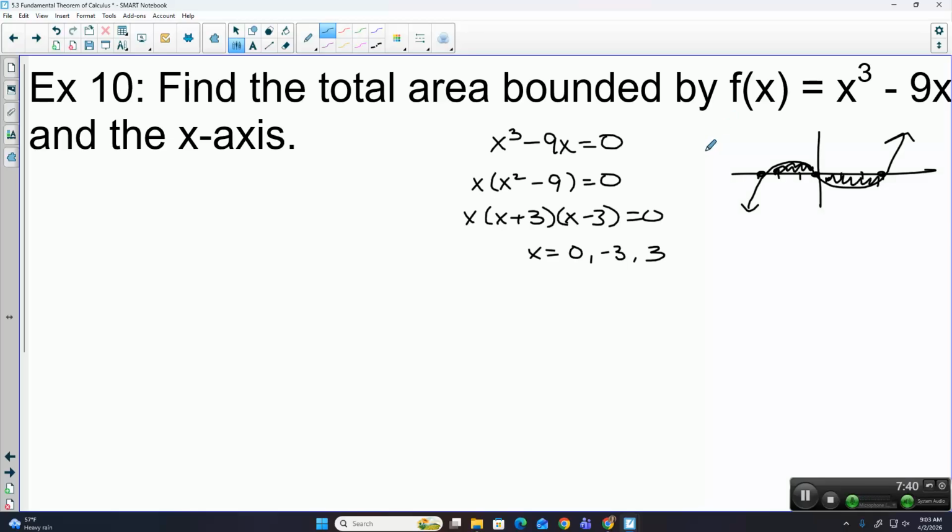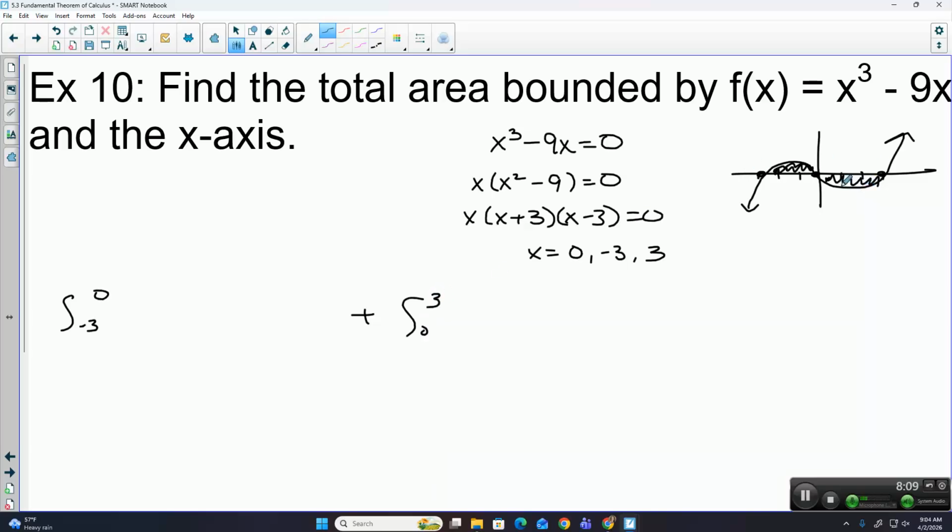Now, when I'm saying the total area, that's like saying the absolute value. So I don't just want to integrate from -3 to 3 because that would have the positive area and subtract off the negative, right? But when I want that area, we're going to break it up. So we're going to go from -3 to 0. And then we'll go from 0 to 3.